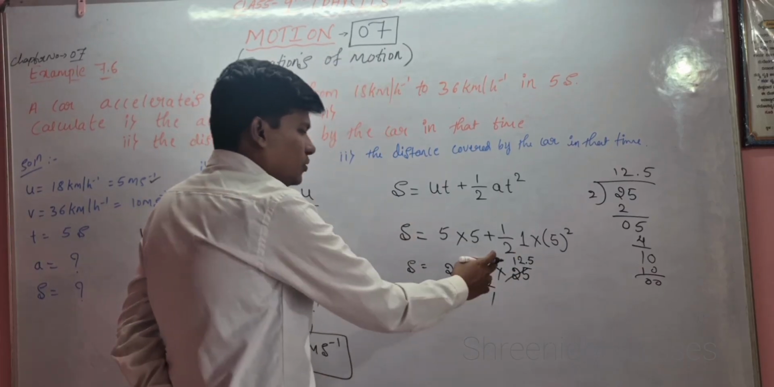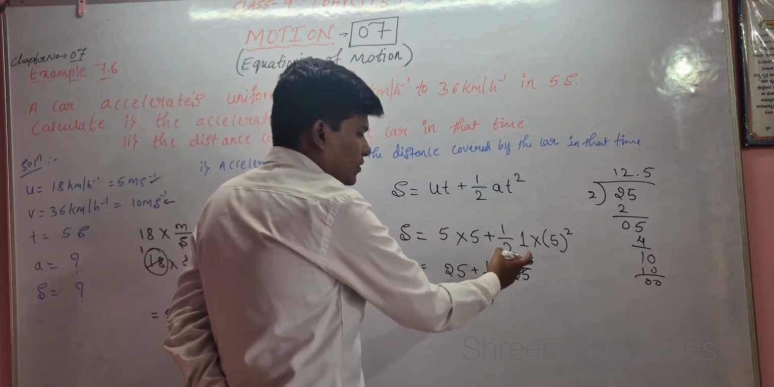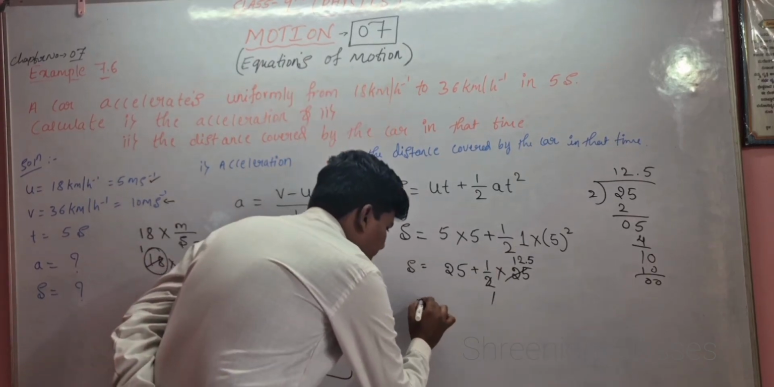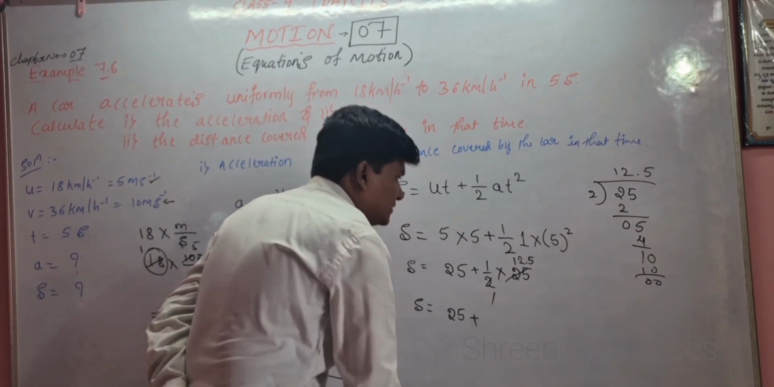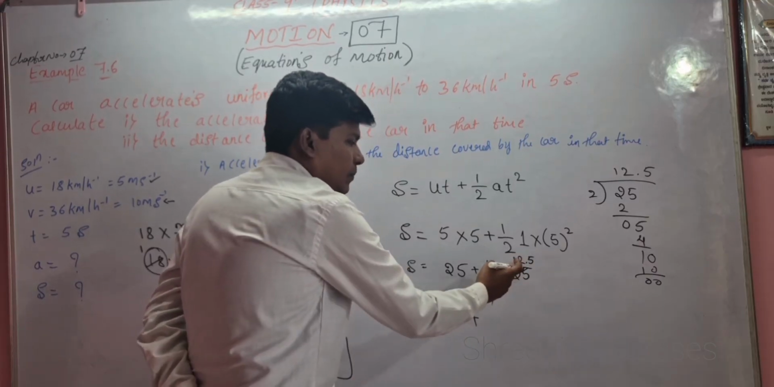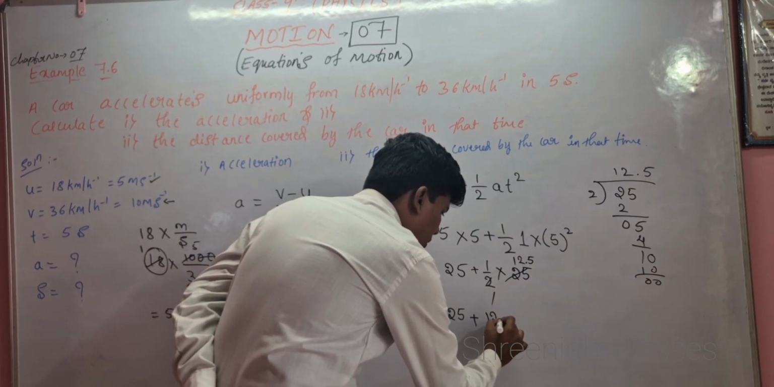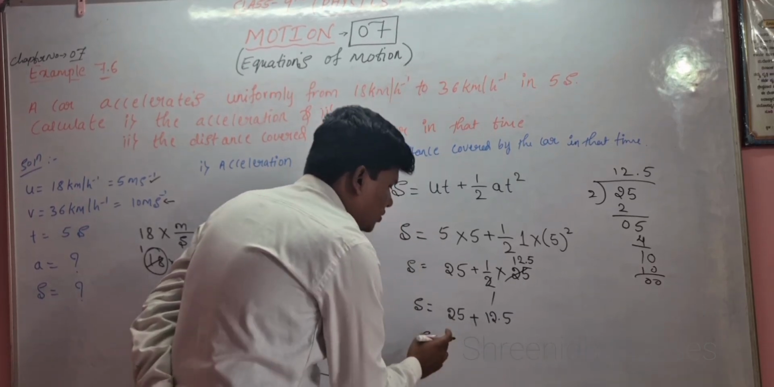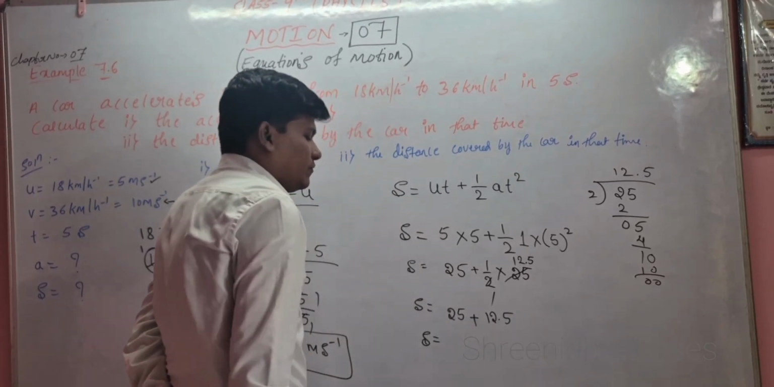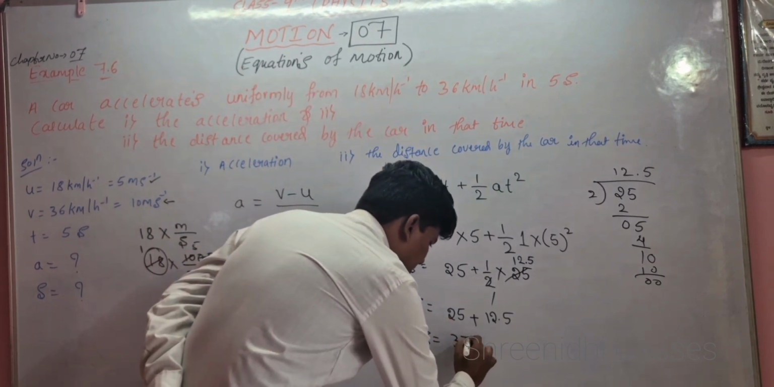S is equal to 25 plus half into 12.5. Now S is equal to 25 plus 12.5 into 1, 12.5. Okay, so S is equal to 25 plus 12.5. How much? It will be taken as 37.5.